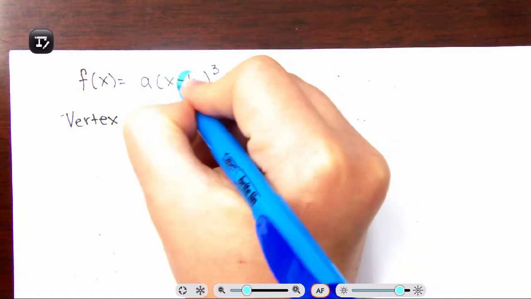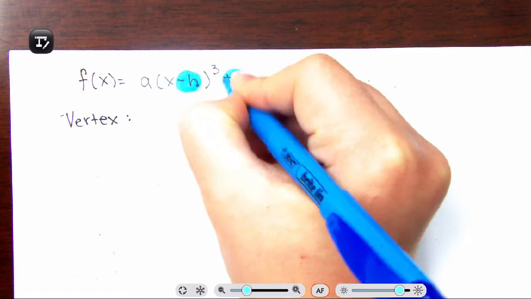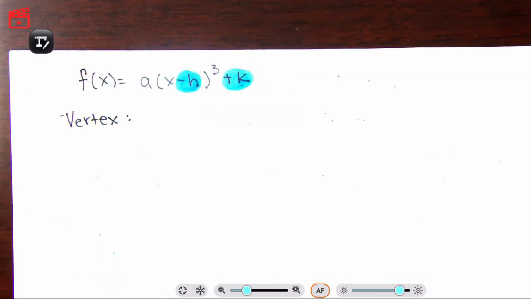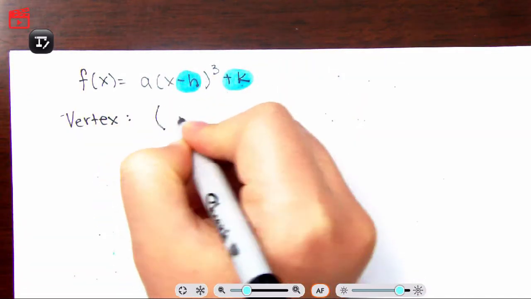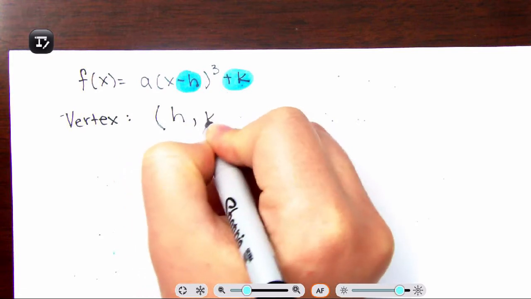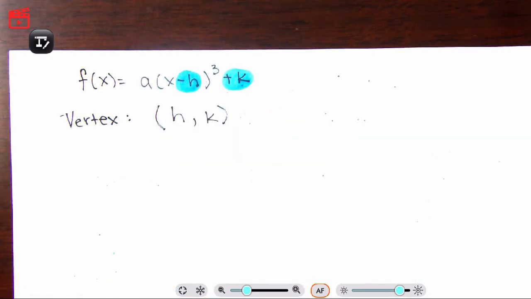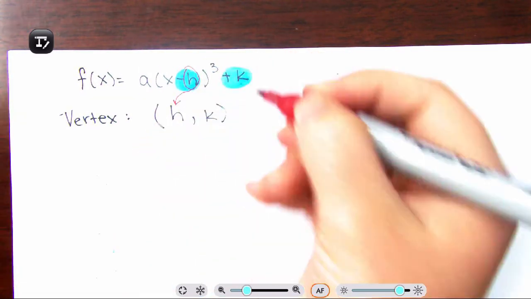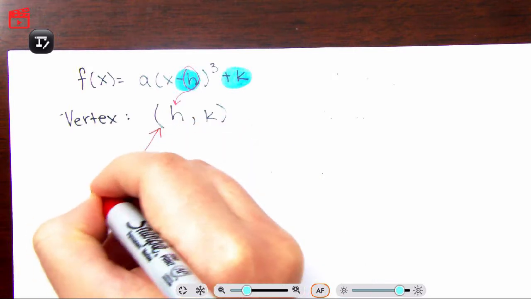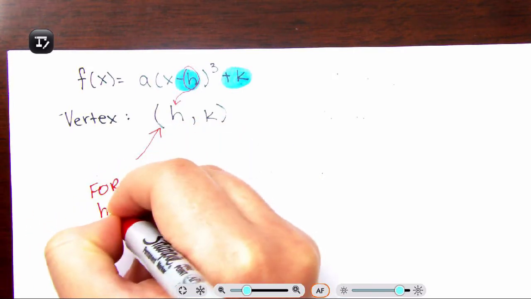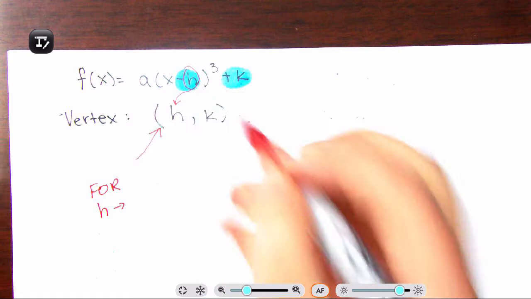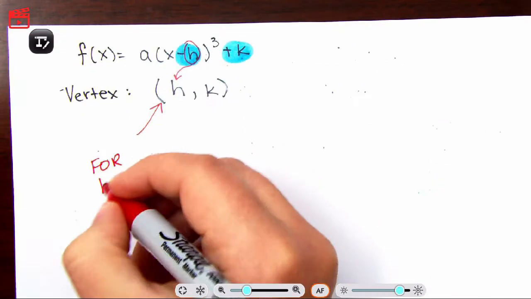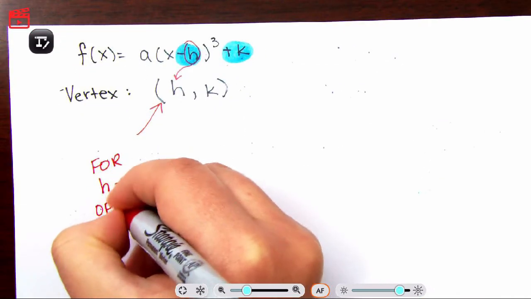So vertex is whatever you see here. It's going to be the opposite. And then you're just going to use k. K is outside the bubble. So we're doing h, comma, k. And I'm going to make sure that you guys are aware that h is the opposite of what you see. You actually want the h. You don't want the minus. So for h, choose, or whatever you see is the opposite. So opposite of what you see.